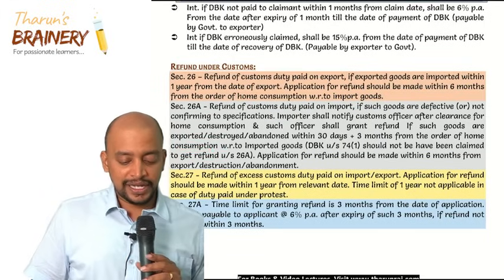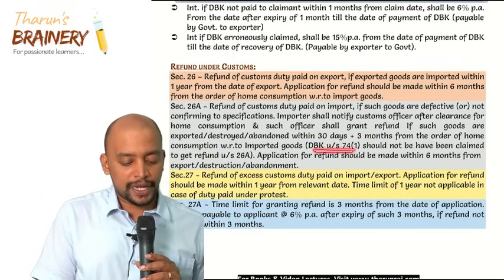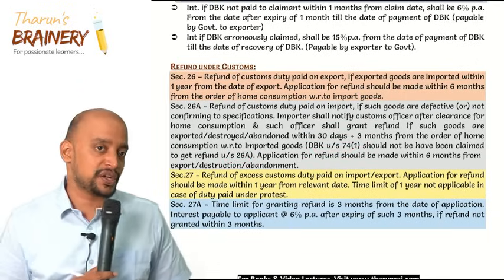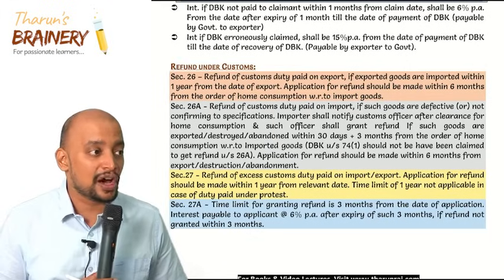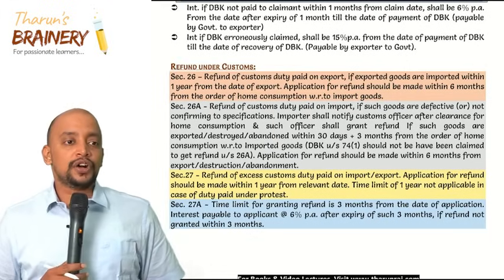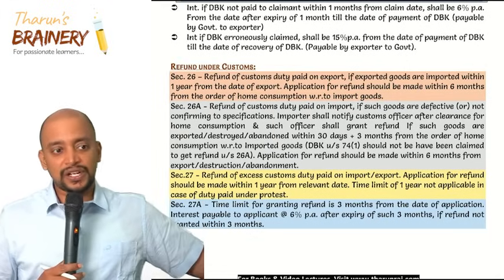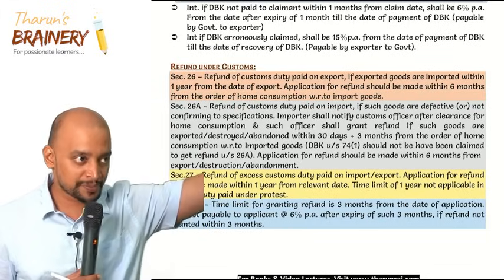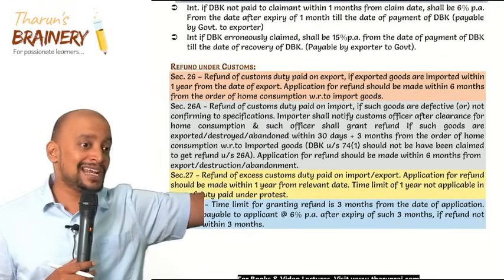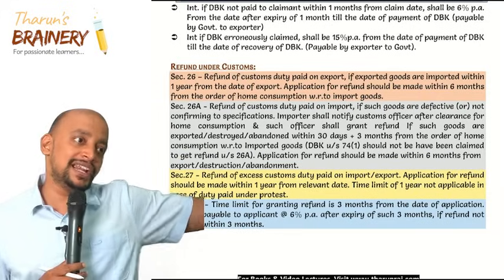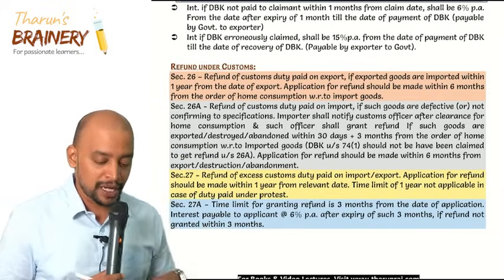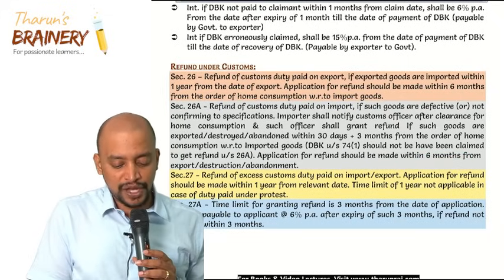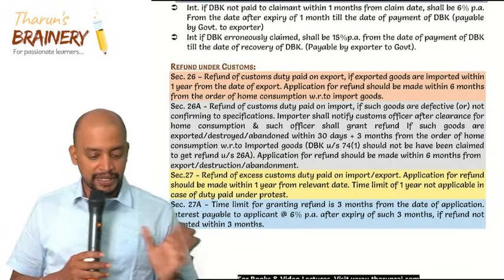And one important point is that you should not claim duty drawback to get refund under 26A. So duty drawback under 74 subsection 1 and section 26A are mutually exclusive, because in case of 74 subsection 1 also, if imported goods are defective or not conforming to specifications, you can export and you will get duty drawback. How much? 98% of customs duty paid. If you already claim there, again 26A you will not be able to get. And application for refund should be made within 6 months from the export or destruction or abandonment.